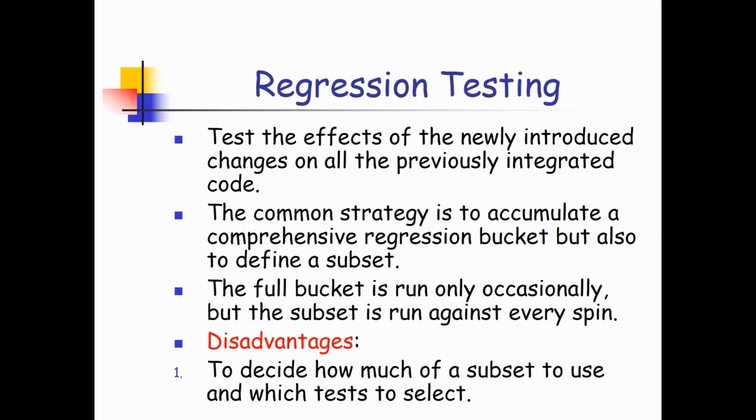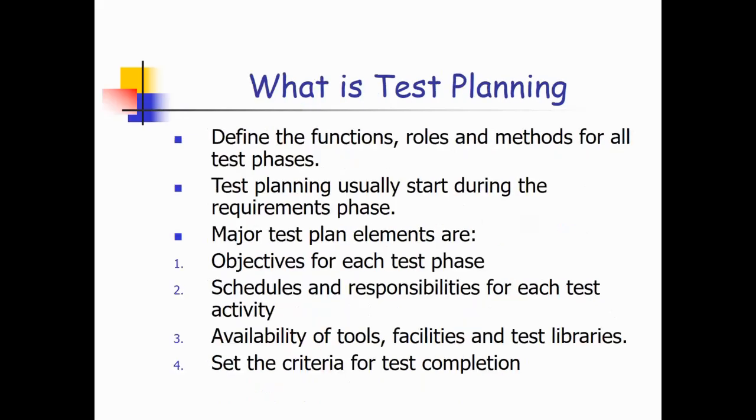Regression testing: test the effects of the newly introduced changes on all the previously integrated code. The common strategy is to accumulate a comprehensive regression bucket, but also to define a subset. The full bucket is run only occasionally, but the subset is run against every spin. Disadvantage: deciding how much of a subset to use and which tests are selected.